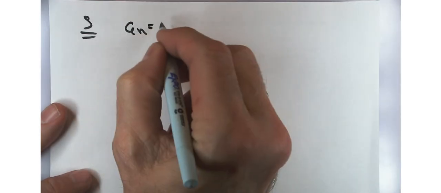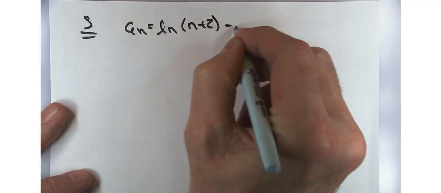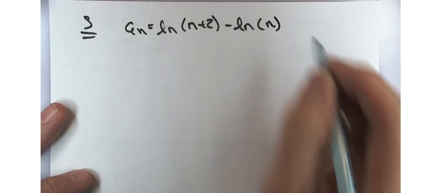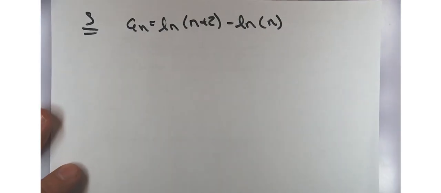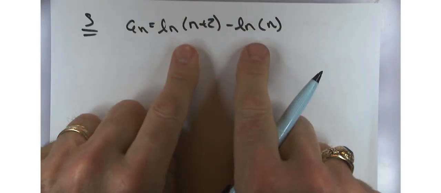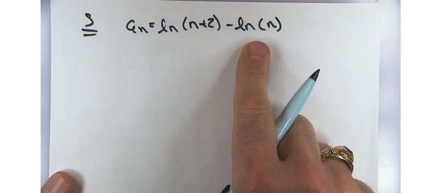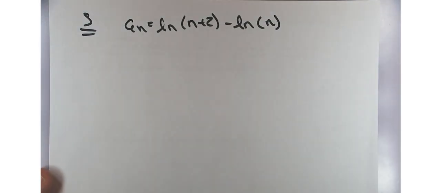So we'll call this example S then, just sticking with the notation. We've got a sub n equals ln of n plus 2 minus ln of n. Now this one does something kind of unusual and funny. I think if we were summing up terms in a series you would see this better. But this is a sequence, so darn it, kind of a bummer.